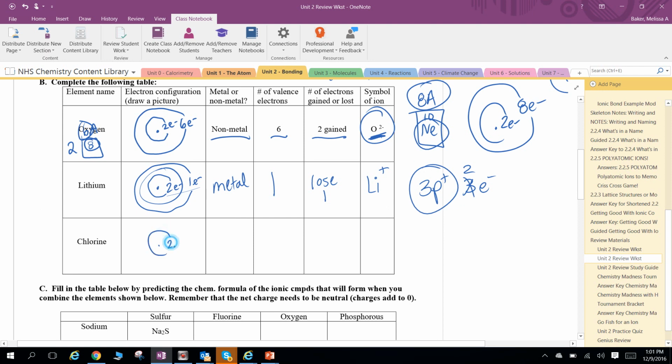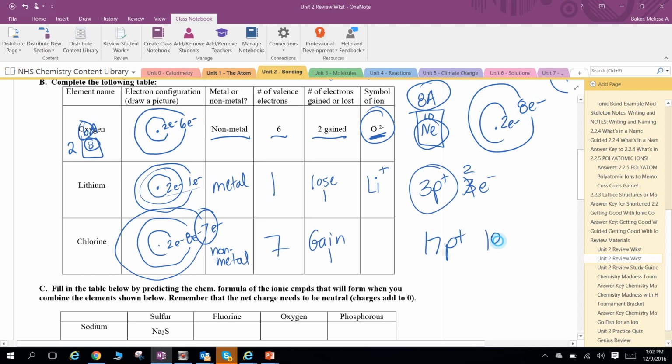Chlorine's number 17 in the third period, so it's got 3 rings. It's in group 7A. That means it has 7 valence electrons. It's to the right of the zigzag, making it a non-metal. It would like to gain 1 to be like argon. That's 1 to the right of chlorine, because then it will have the great 8 in its outermost shell. And we just talked about if you have more electrons than you do protons, that means you have a negative charge.